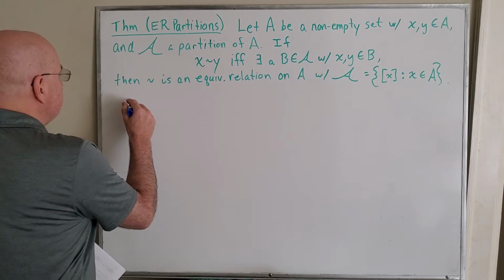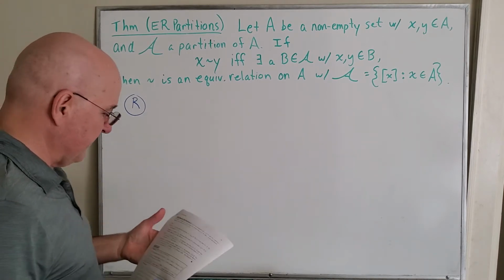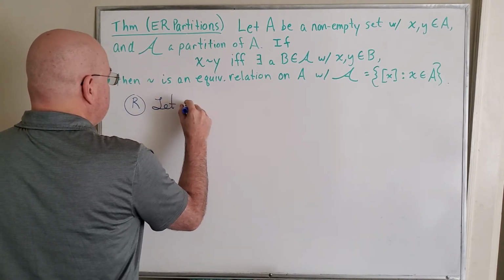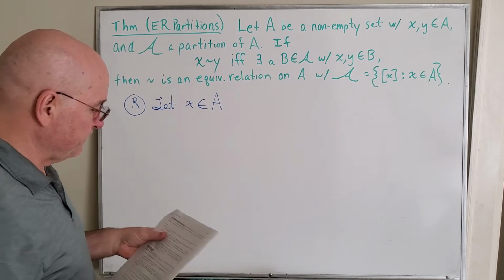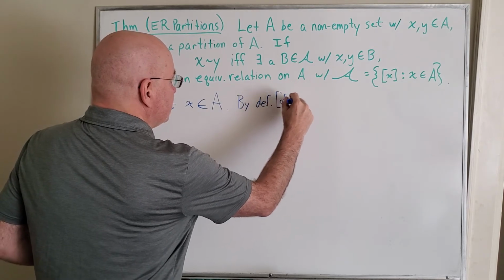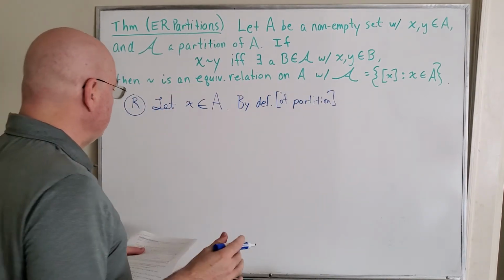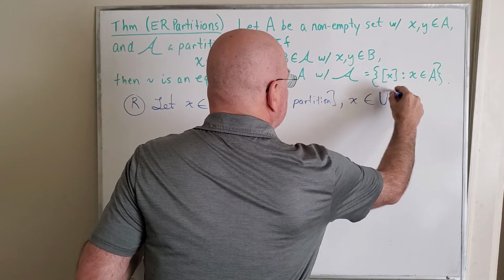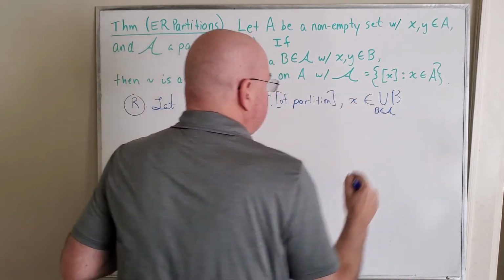So let's do the reflexive part first. Reflexive just says that X relates to X. So we first need to say, let X be an element of A, or you could use any letter for the variable that you want to. Let X be an element of A. Well, by definition of partition, X is in the union of, I'll call it B, the sets that are in script A, that partition.